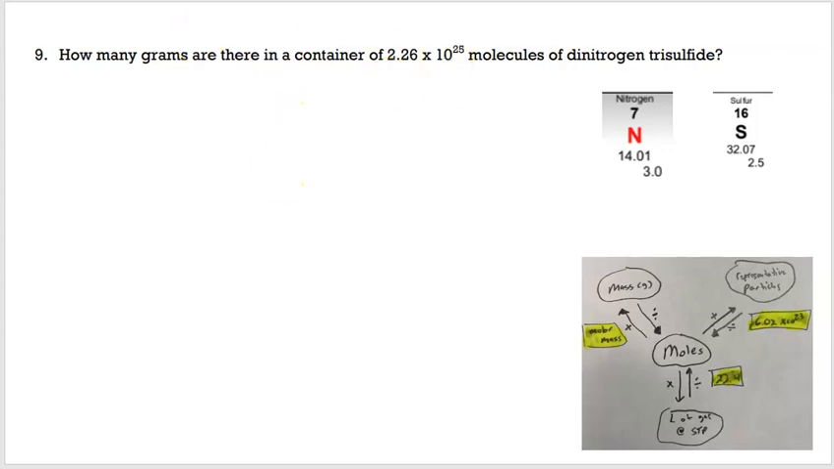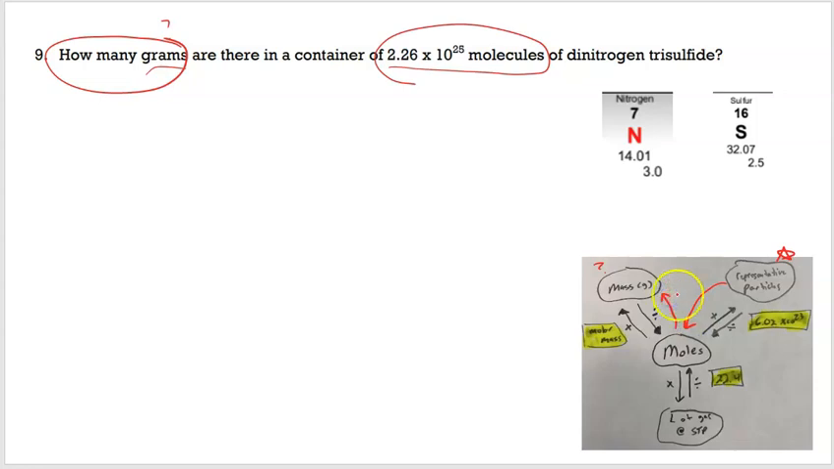All right, we have how many grams? That is our question mark, which means our mass is our question mark because grams is the mass. Are there in a container of 2.26 times 10 to the 25th molecules, which means I know representative particles, which means I'm going to have to do two calculations where I go from representative particles to moles to mass. All right, so I'm going to take our 2.26 times 10 to the 25th molecules of dinitrogen trisulfide, N2S3.